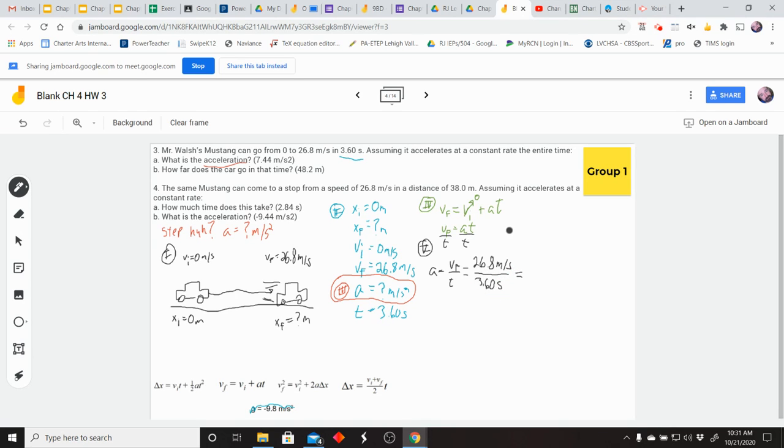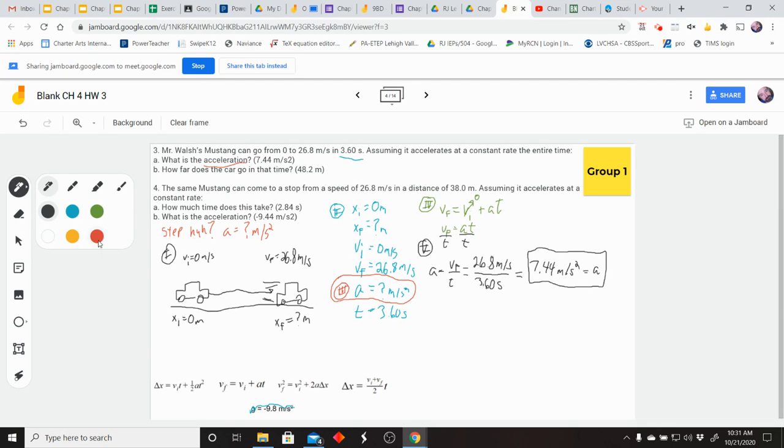Okay, so ask your calculator what's 26.8 divided by 3.60, and your calculator will tell you that it is 7.44 meters per second squared. And so this is A. Put a box around it.